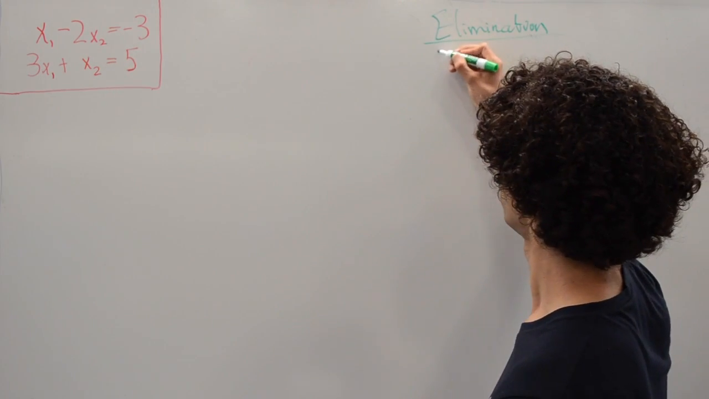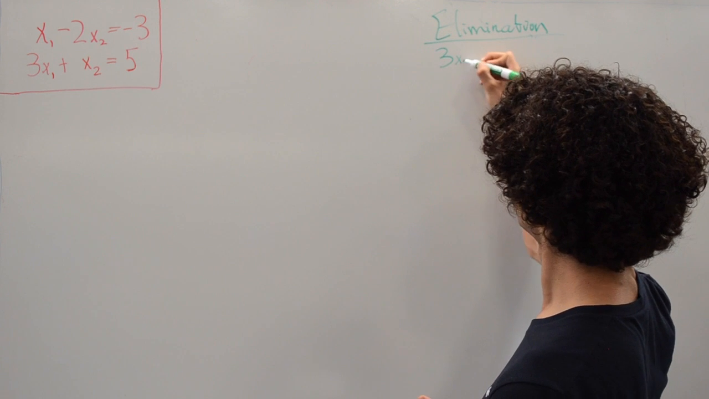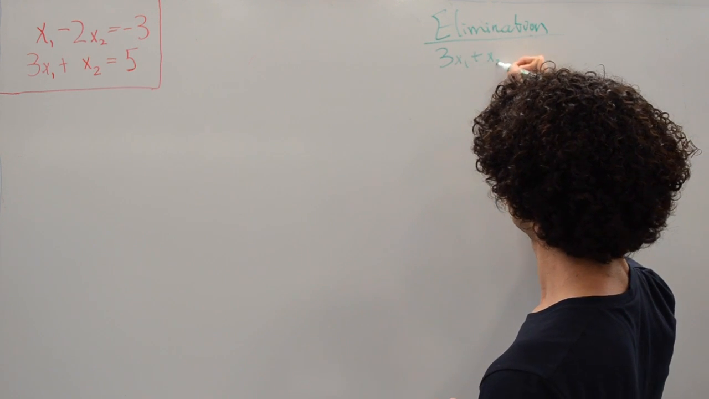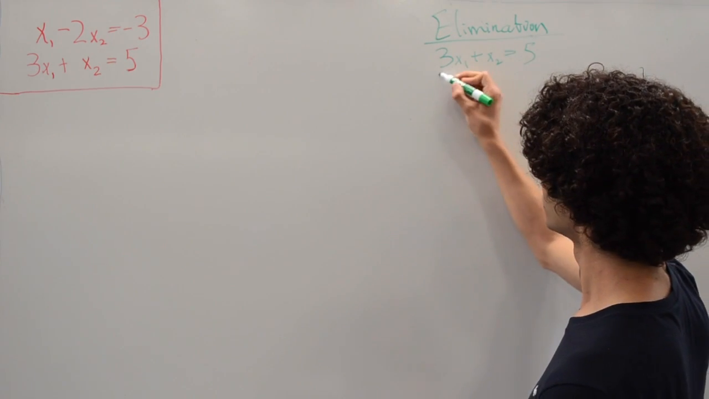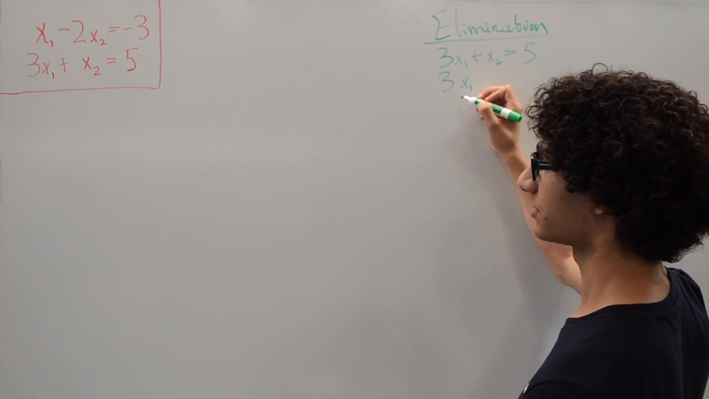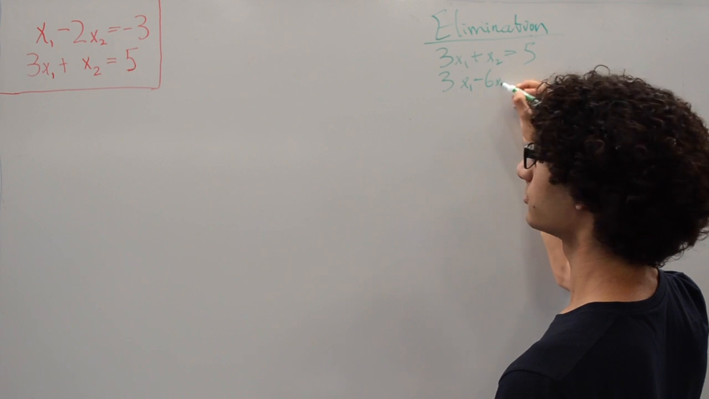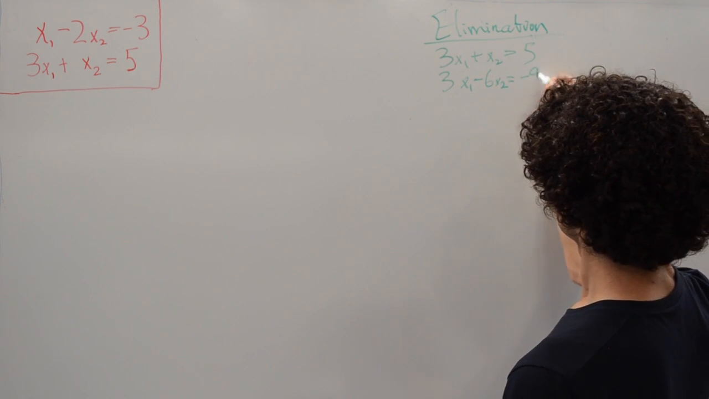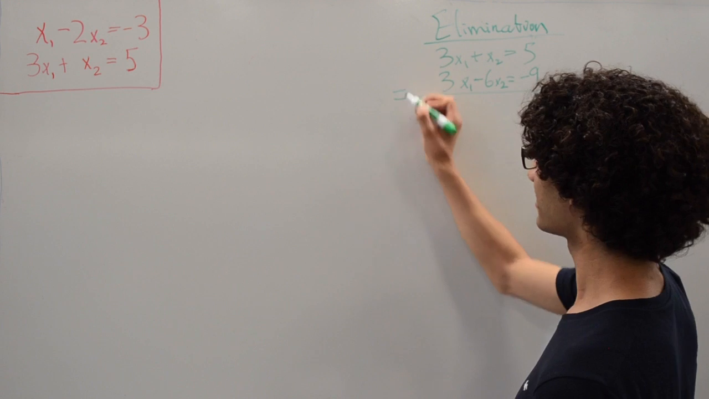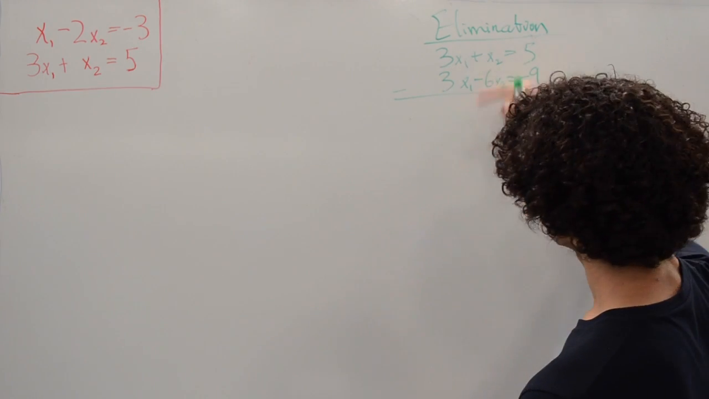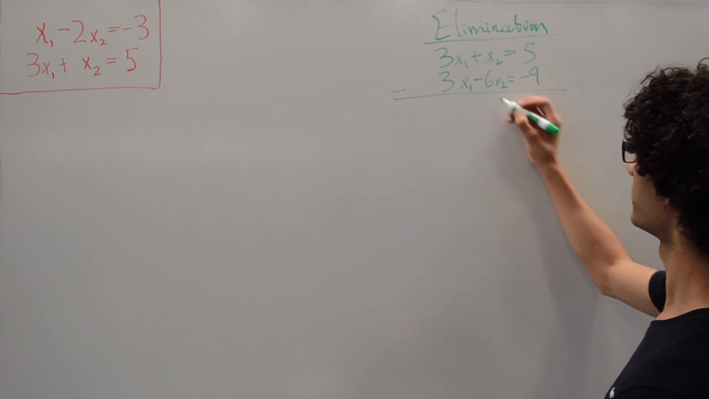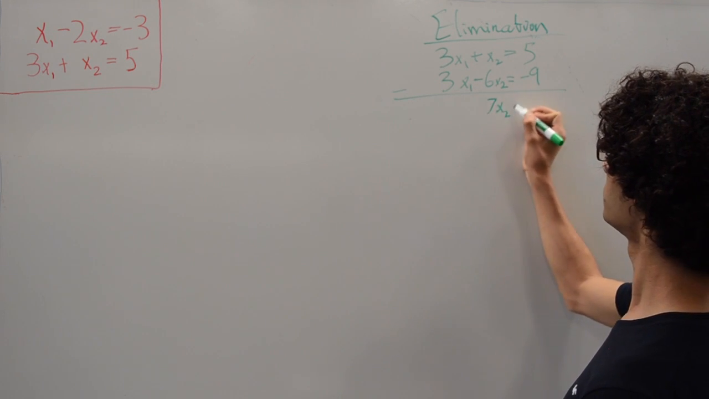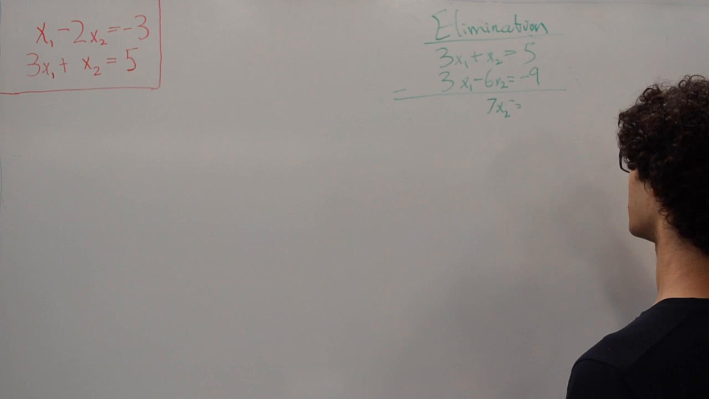I'm going to write the second equation first. 3x1 plus x2 equals 5. And then 3 times the first equation: 3x1 minus 2 times 3 is 6x2 equals negative 9. And we're going to subtract these equations from each other so that we can cancel these two 3x1s. That's going to leave us with 7x2 equals 5 plus 9 equals 14.